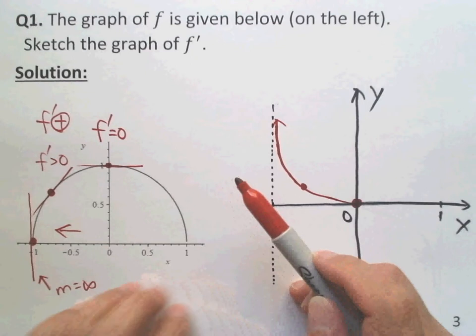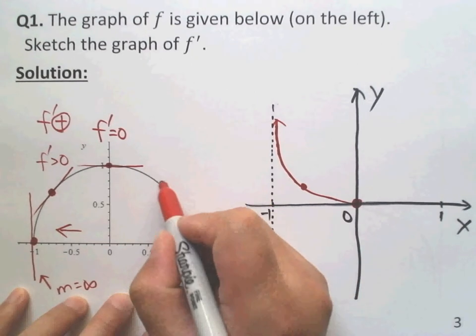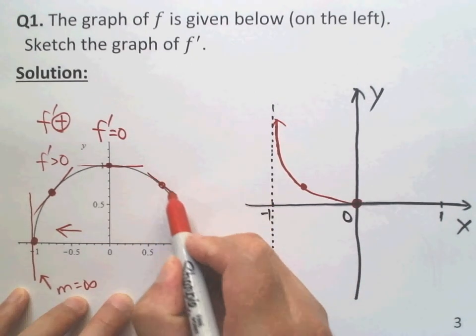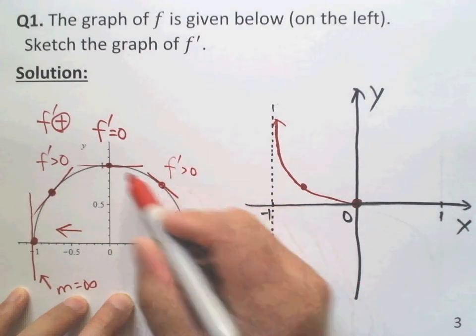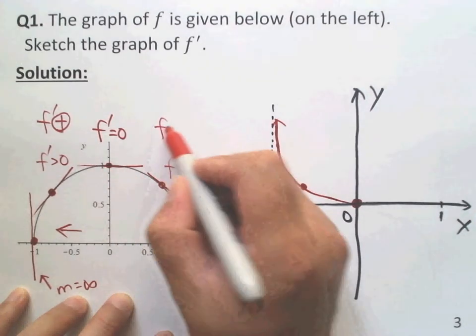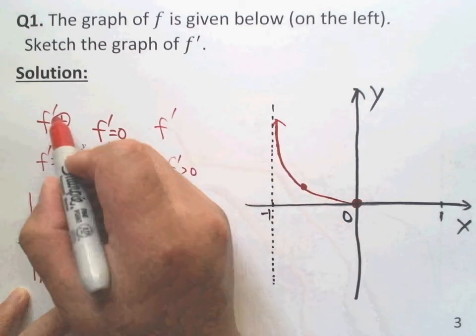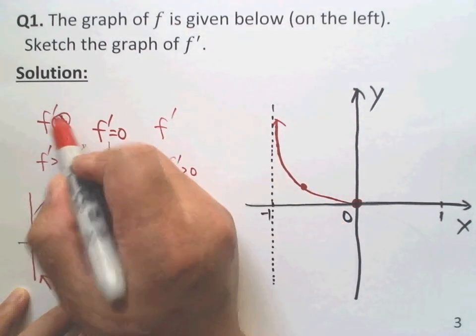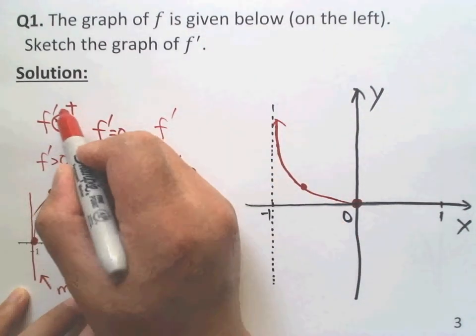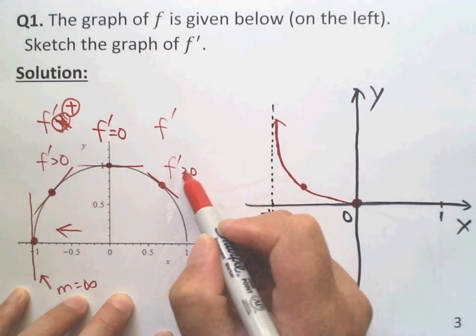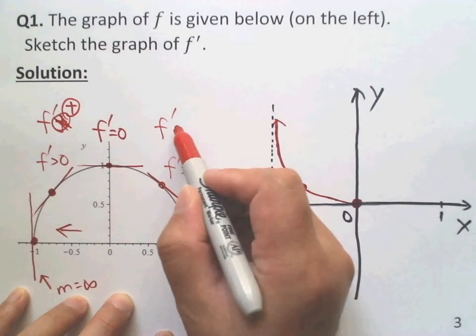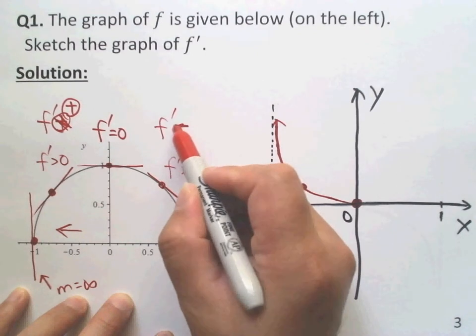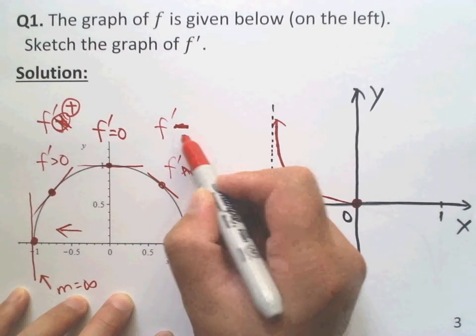Now it's the same for the right side. Take any other point on the right, and the derivative is greater than 0, or sorry, is not. This is positive, that's true, but I said this is not positive. I got it wrong here. It's less than 0. So here is all negative.